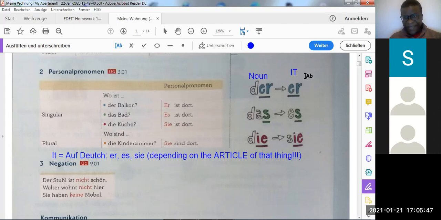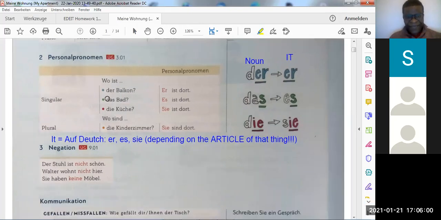Die is going to become sie. So let me go back. Wo ist das Bad? Es ist dort. It is there. Wo ist die Küche? Sie ist dort. Why sie? Because of feminine. Kitchen is die. Take note.